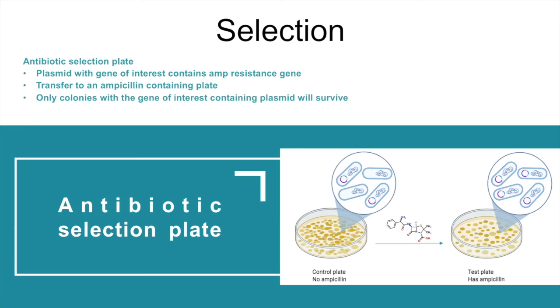For plasmid selection, there are two methods: antibiotic selection plate or blue and white selection. It is important to note that the plasmid with our gene of interest contains the ampicillin resistance gene. Therefore, when we transfer the bacteria from the control plate on the left to the ampicillin-containing plate on the right, only colonies with plasmids containing the gene of interest will survive.